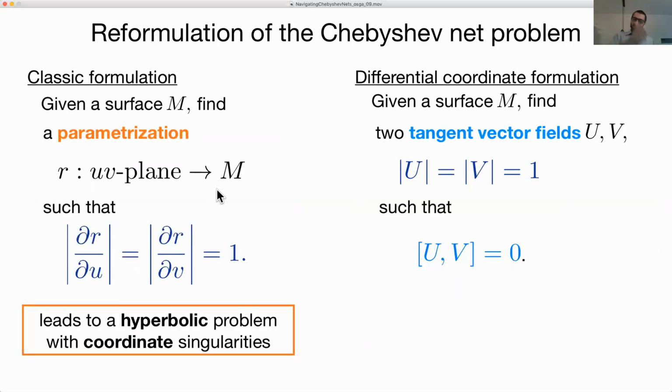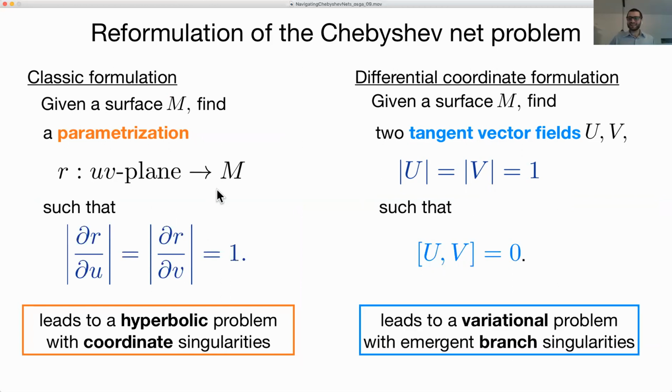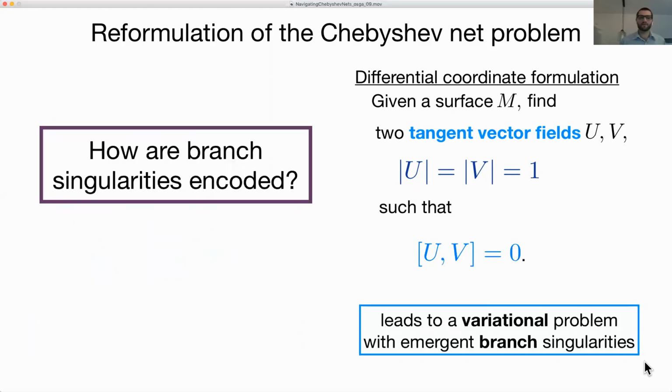Recall that the classic formulation leads to a hyperbolic problem with coordinate singularities. And what I found very exciting is that this formulation on the right can actually be formulated as a variational problem. The type of singularities that arise here are branch singularities, and their location is explicitly given by solving the problem itself. So we don't have to specify them in advance. They're emerging from the solution. So how does this work? Well, in order to understand how it works, we first have to understand how to encode these branchings.